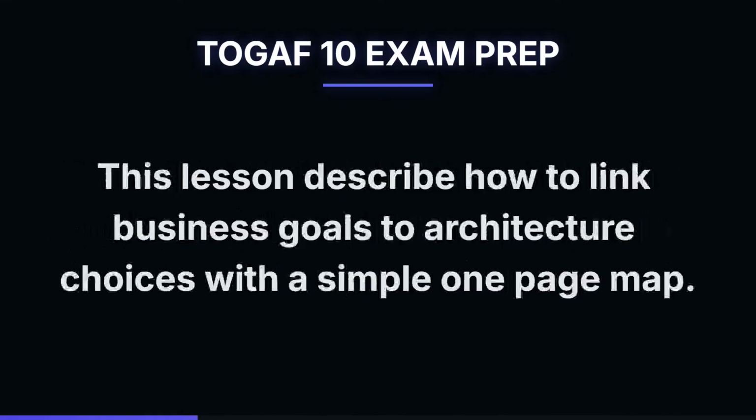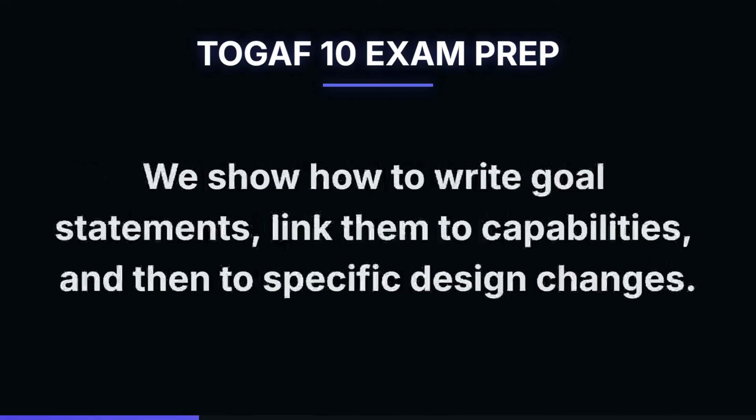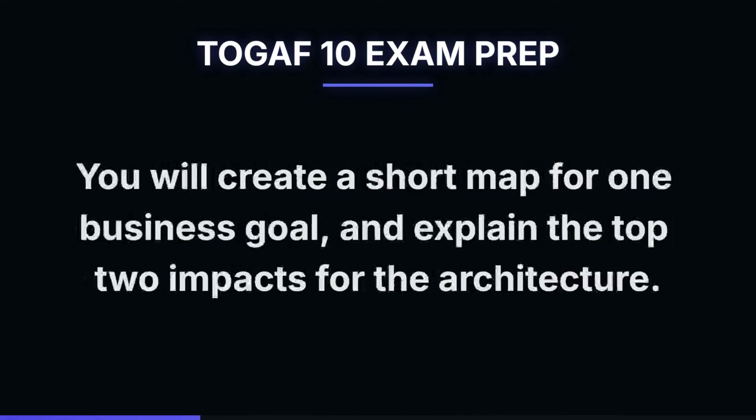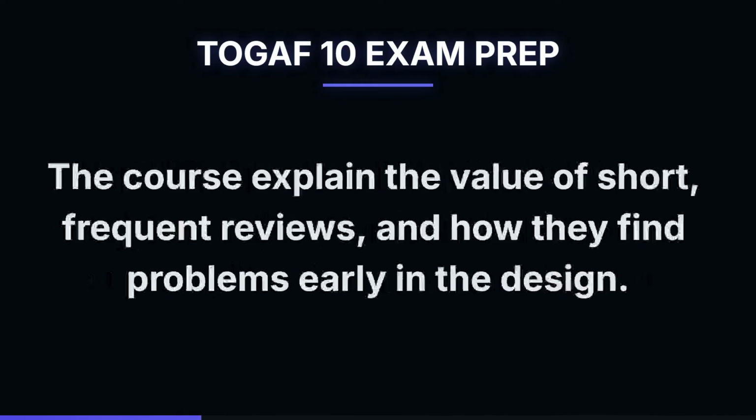This lesson describes how to link business goals to architecture choices with a simple 1-page map. We show how to write goal statements, link them to capabilities, and then to specific design changes. You will create a short map for 1 business goal and explain the top 2 impacts for the architecture.